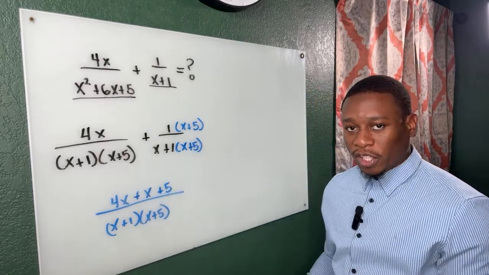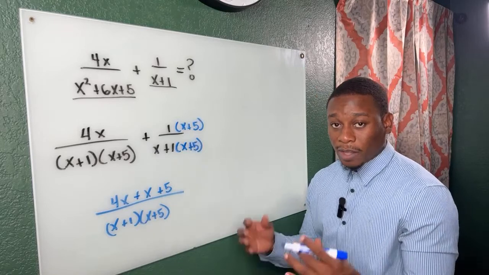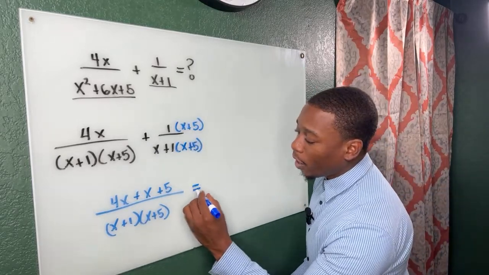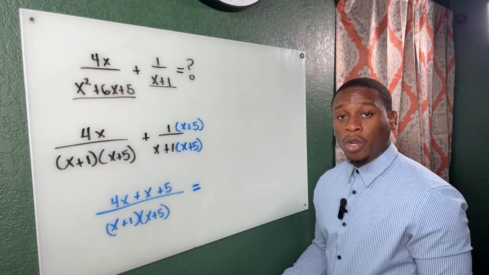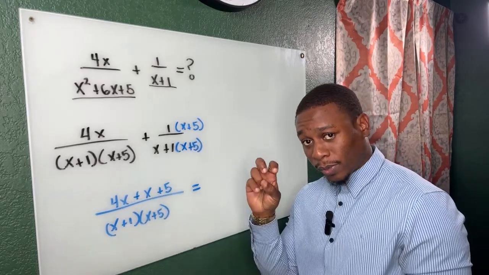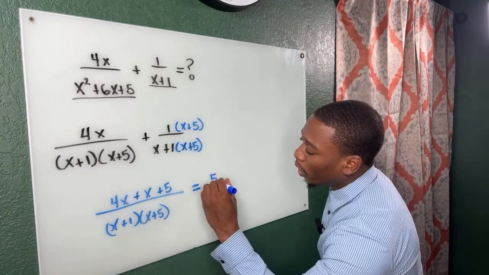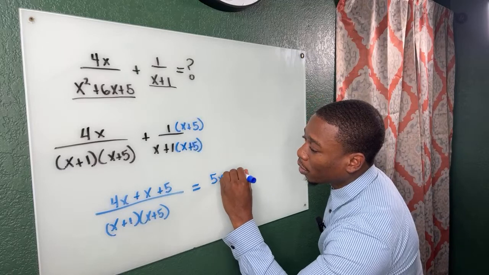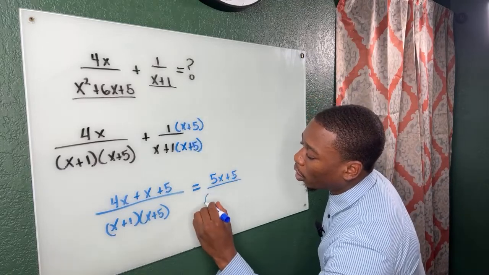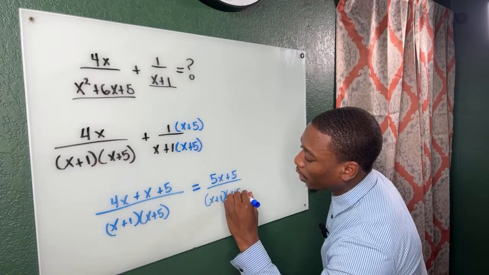So when we add fractions, guys, remember denominators don't change, right? We just have to have the same denominator. And now that we have the same denominator, we're going to add what's in the numerator, our like terms, and then see if we can simplify anywhere. So when I go ahead, I'm going to have 5x plus 5 all over x plus 1 times x plus 5.